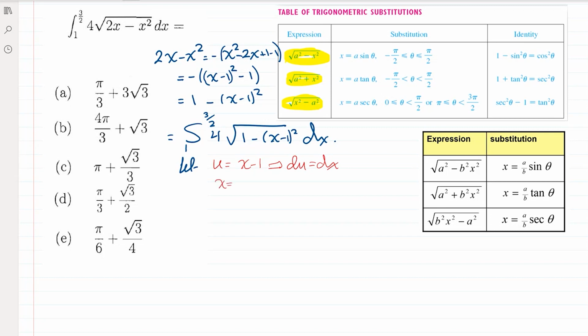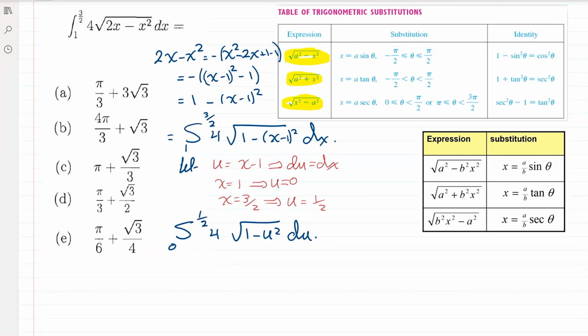When x equals 1, u will be 0. When x equals 3 over 2, u will be what? 3 over 2 minus 1, half. So the function becomes what? The function becomes the integral from 0 to half of the fourth root of 1 minus u squared du, right?